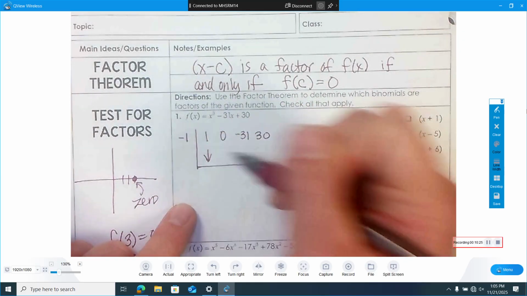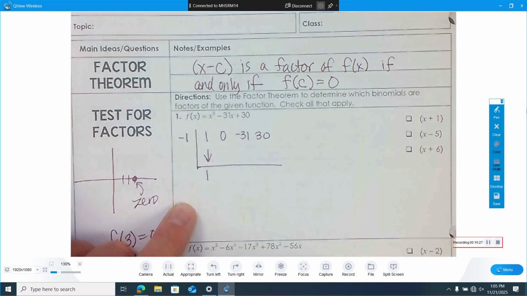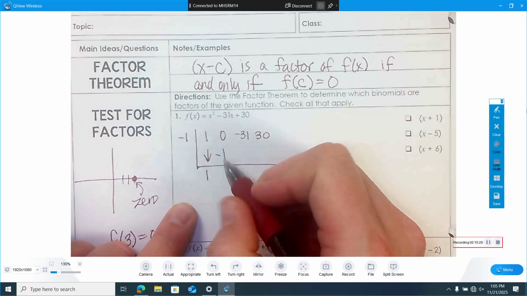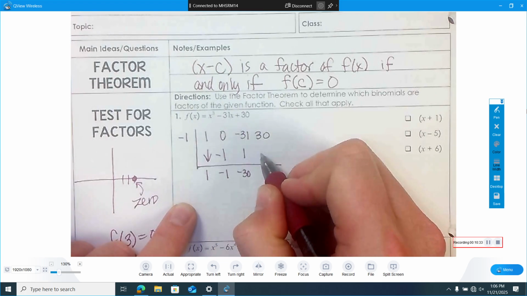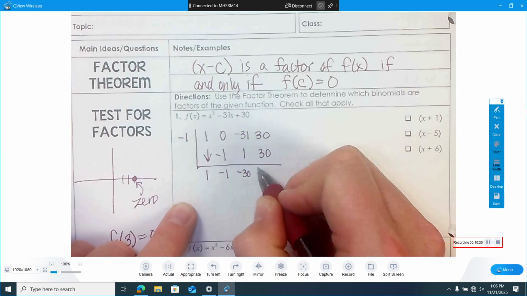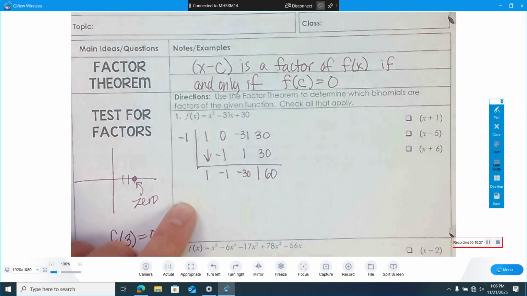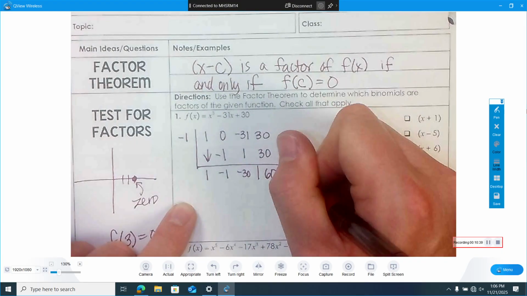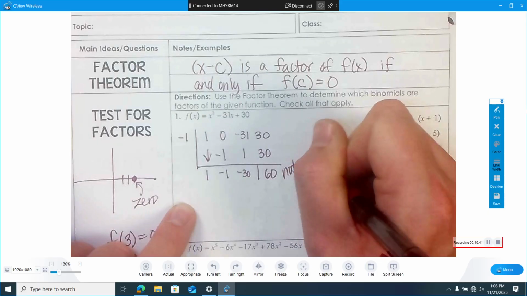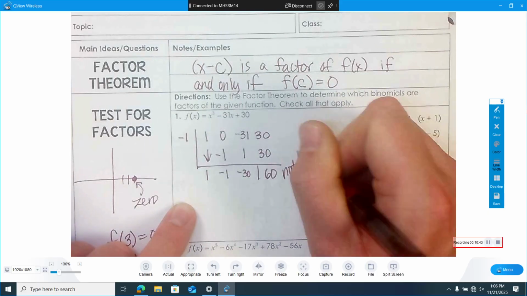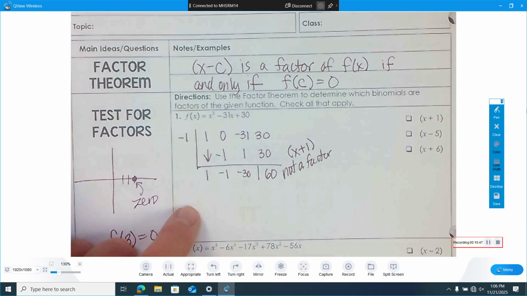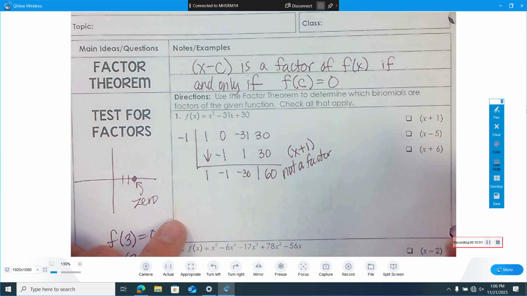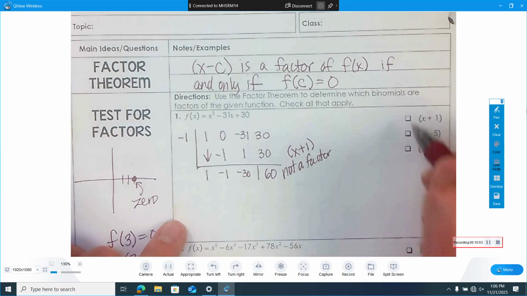All right. So bring down the 1, multiply. We get -1, combine, multiply, combine, multiply. We get 60. All right, not a factor. So x plus 1 is not a factor because it doesn't have a remainder of 0. All right. Let's try the next bubble.